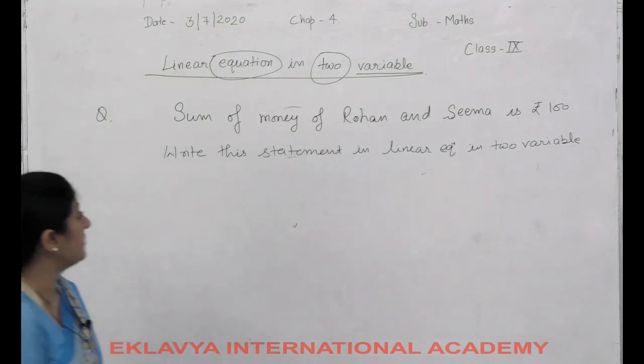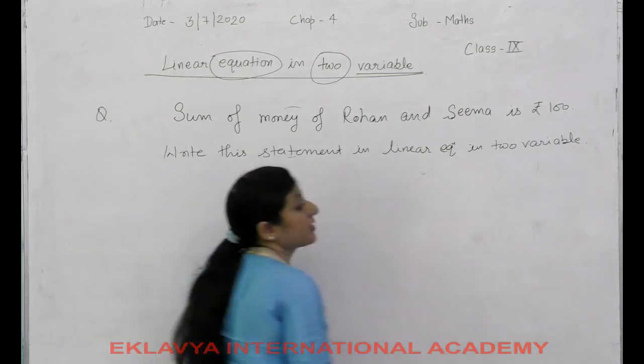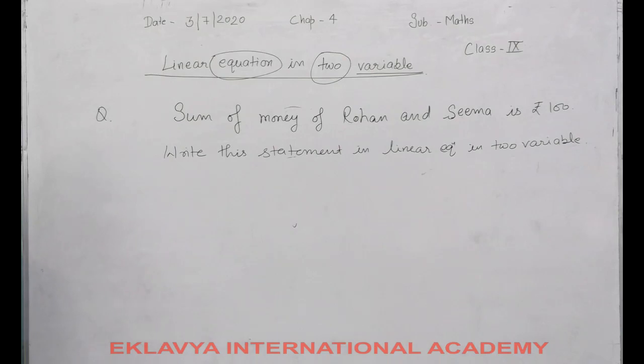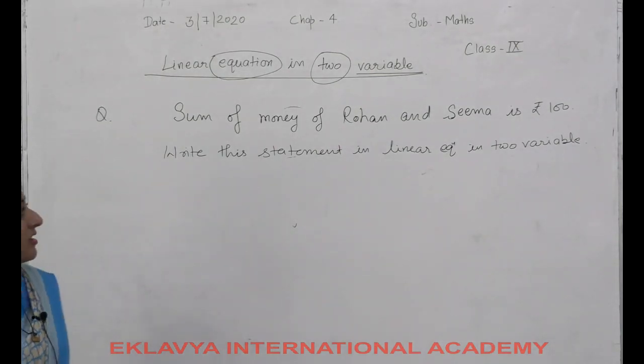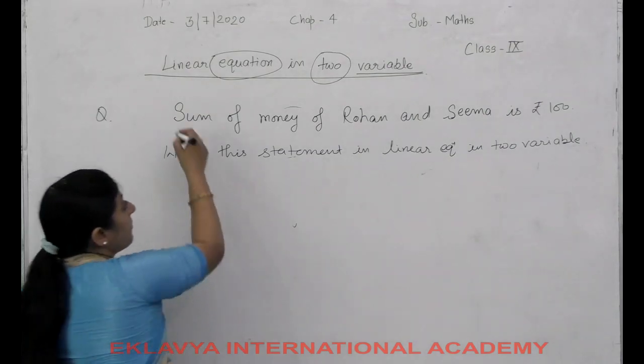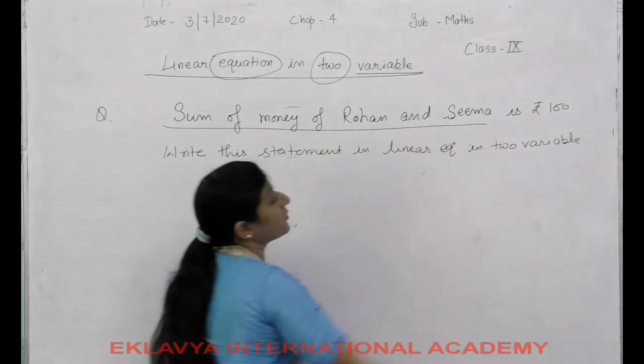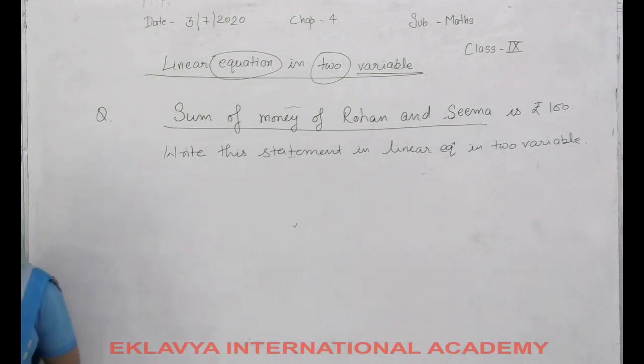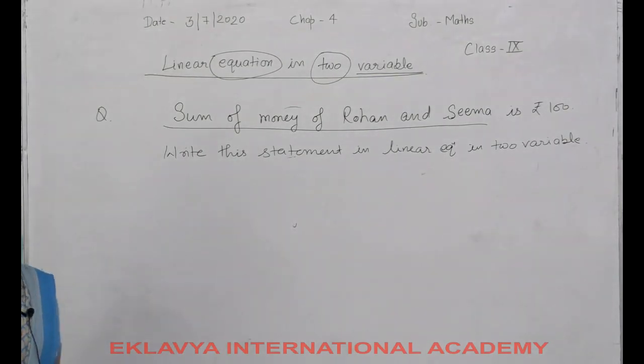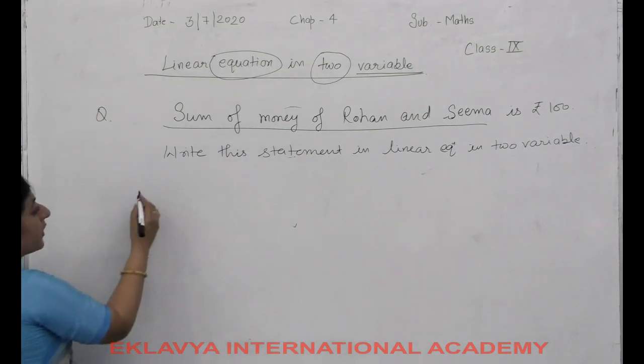How to write it down? Firstly, find out which type of variable are here. Sum of money of Rohan and Seema is rupees 100. It means some money Rohan has and some money Seema has, and the sum of both is equal to rupees 100. So what is our solution?